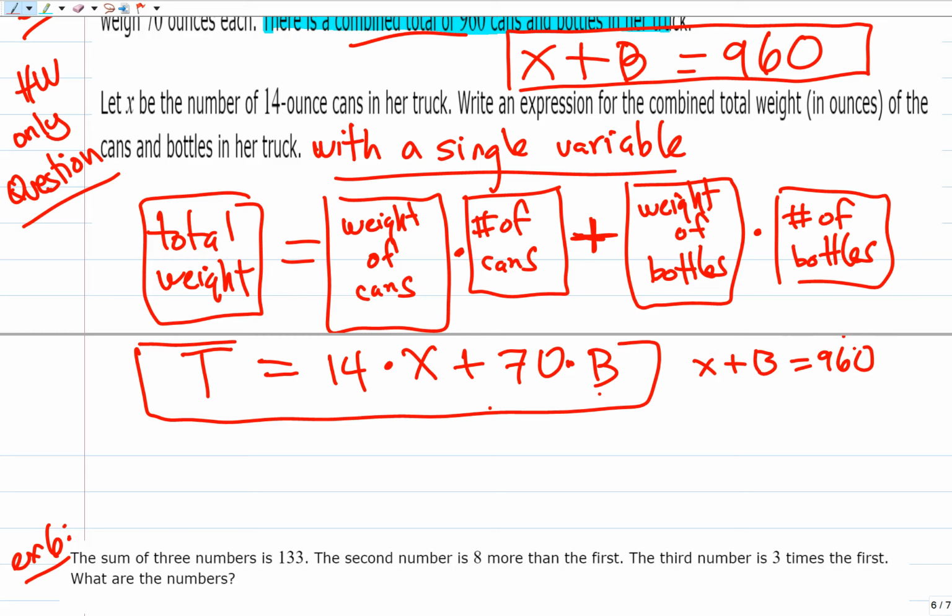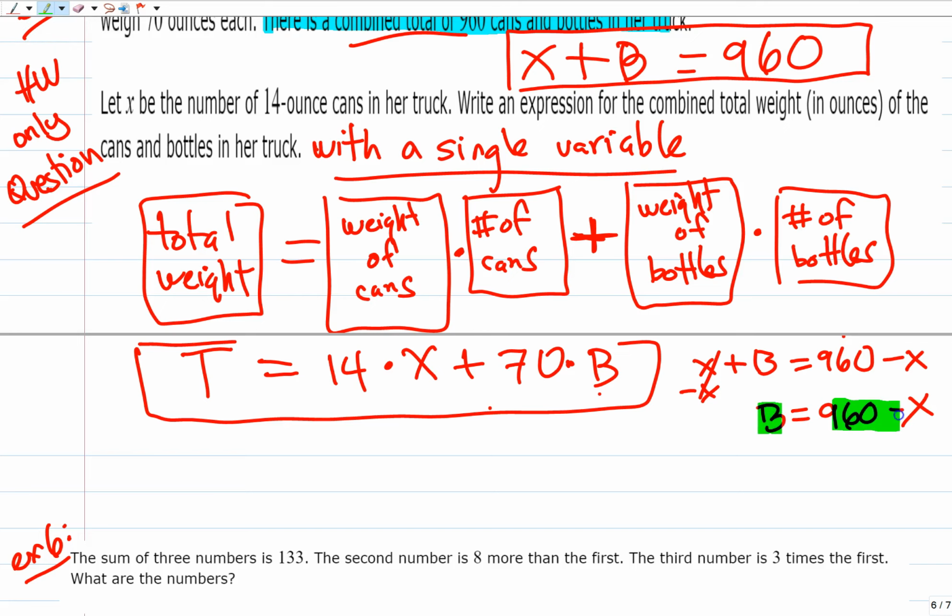Could you solve that for b? Could you get that b by itself? How would you do that? B is equal to? Agreed? What can I do with that now with the other equation?